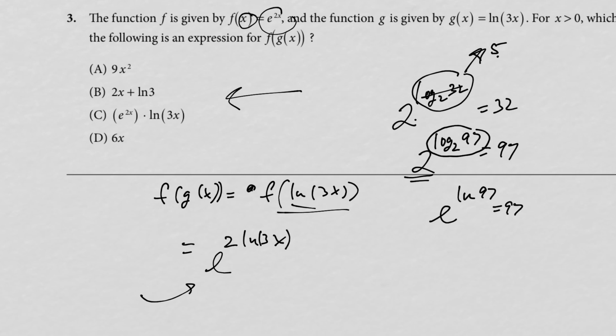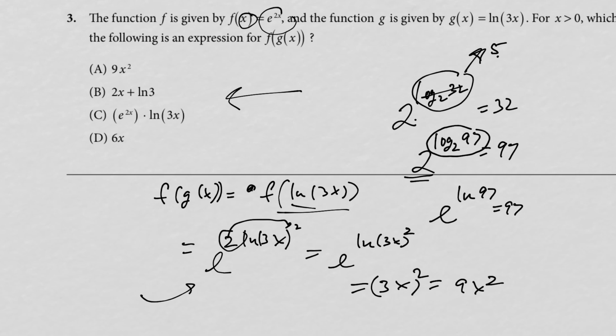So here it looks almost like this, except there's this pesky 2 there. But there's a rule of logarithms that you can move this 2 up to become an exponent. And then you have e to the ln 3x squared, which just becomes 3x in parentheses squared, which turns into 9x squared, choice A. There's actually a lot to know for that question.